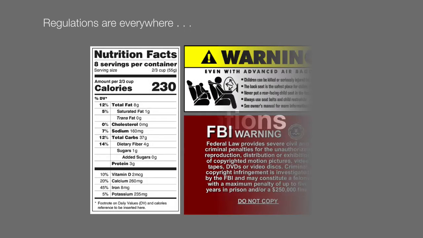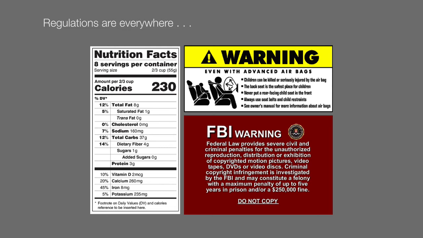One of the most important forms of administrative material is a regulation. Regulations permeate many aspects of modern life. From the nutrition label on a can of food, to the label on a car's sun visor, to the copyright warning at the beginning of a streaming digital movie, regulations affect everything.